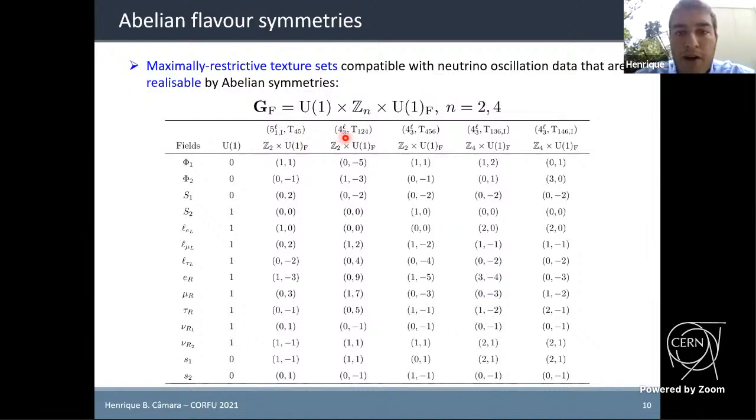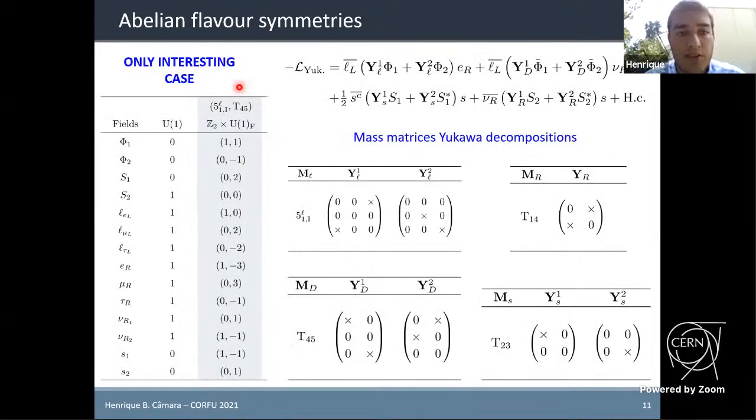So notice that from the 5 cases, 4 of them contain the 4-3L charged lepton mass matrix, which is slightly disfavored phenomenologically. So moving forward, there really is only a single interesting case to be analyzed, the one containing the 5-1L charged lepton mass matrix.